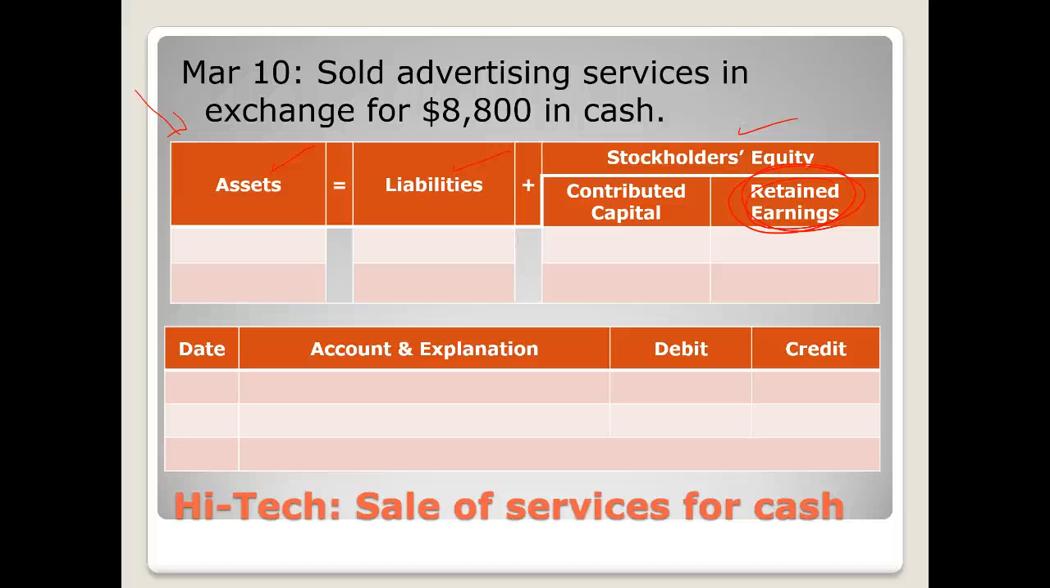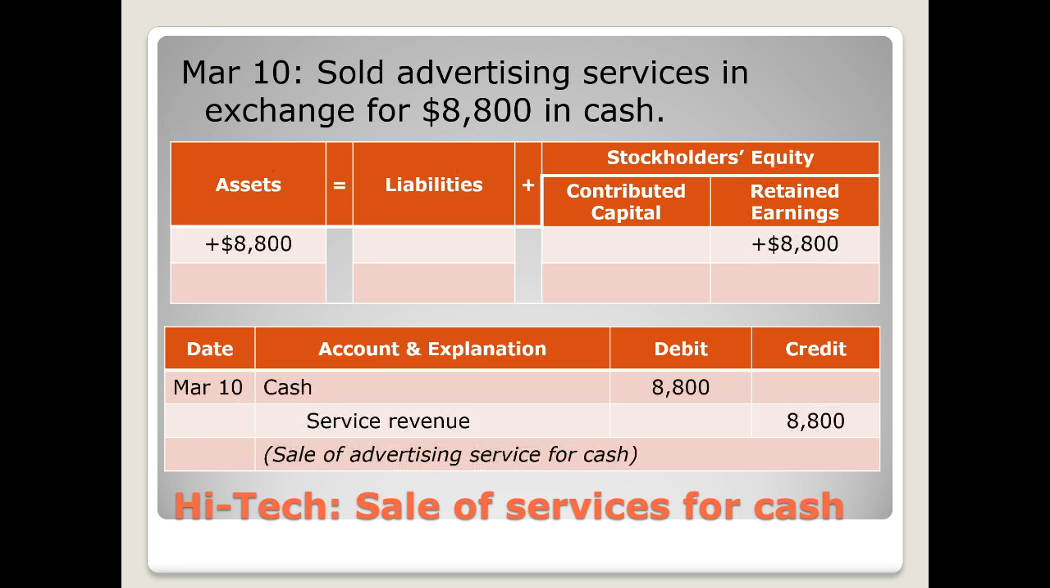And what did they receive? Yeah, they received cash. So there was an increase in an asset account, and an increase in an asset account would be a debit. So let's look at that journal entry. If I had an increase in an asset and an increase in retained earnings, then I had a debit to the asset account of $8,800 and a credit to service revenue because of the sale of advertising service for cash on the date March 10th.